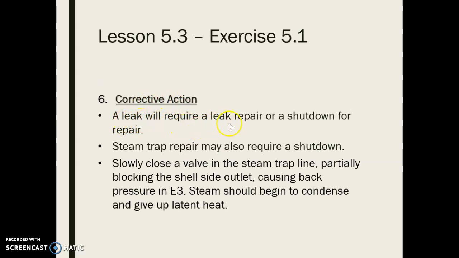All right, so that's what we're going to decide on as our corrective action. A leak would require a leak repair or shutdown for the repair. The steam trap repair may also require a shutdown. So you slowly close the valve in the steam trap line, so you're partially blocking the shell side outlet, and then you're causing back pressure in E3, and the steam should begin to condense and give up its latent heat. So right now you're just in a little bit of a holding pattern.